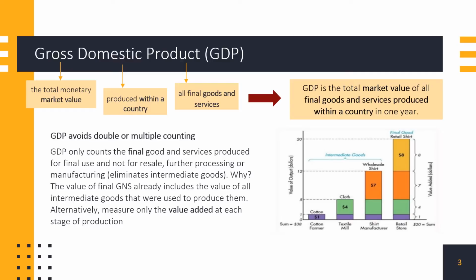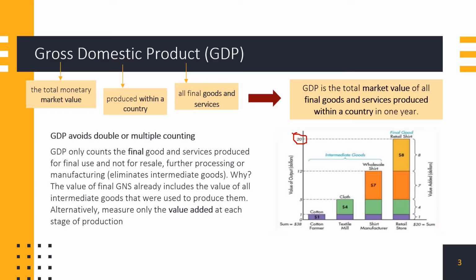Now, assume this product goes through 4 stages of production: cotton farmer, textile mill, shirt manufacturer, and finally the retail store. Now, the final value of this product is worth 20 ringgit. So for the calculation of GDP, we only include 20. Alternatively, if you want to use the value added method, what we need to do is just add up the value added at each stage of production.